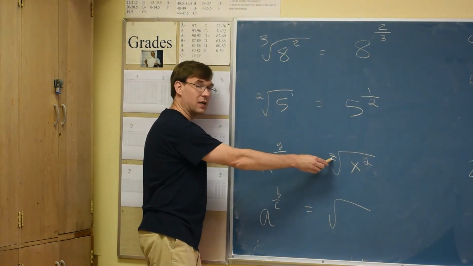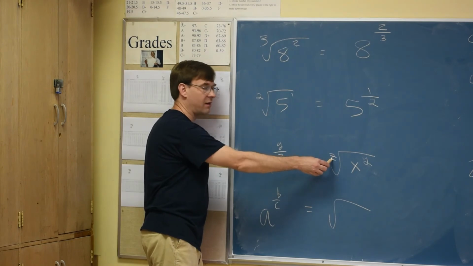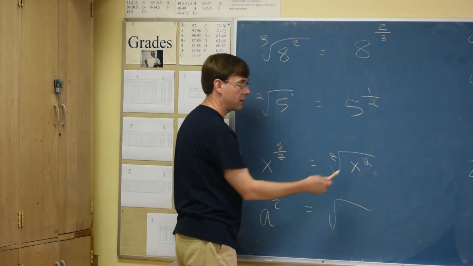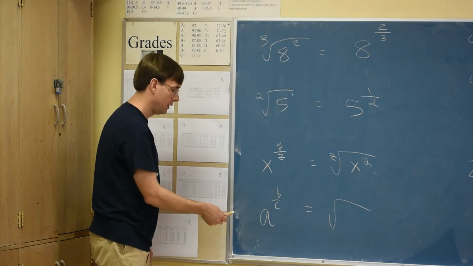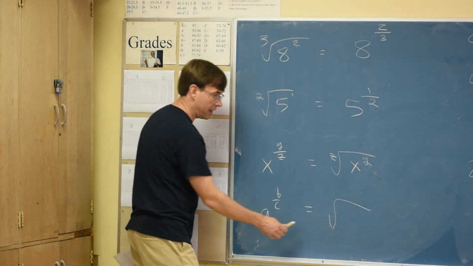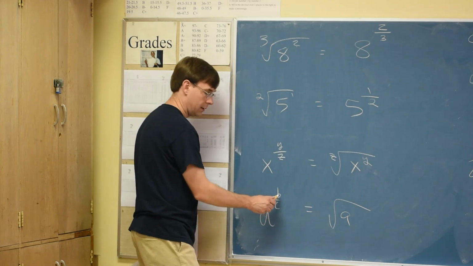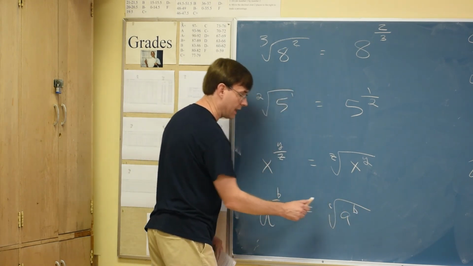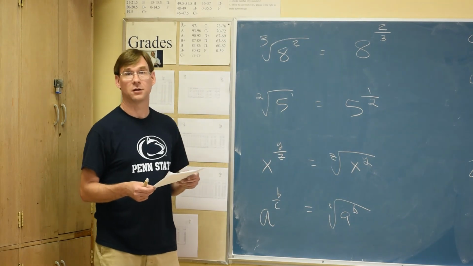If this happens to be a 2 instead of a z, you don't have to write the 2's. If this happened to be a 1 instead of a y, you don't have to write the 1's. So same thing here, I would just copy the a under the radical sign. But again, the top becomes a power, the bottom becomes an index, and that's our day.